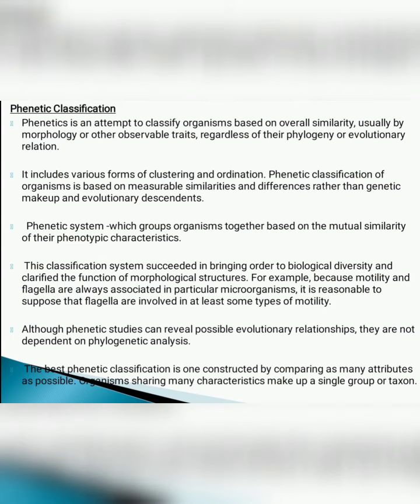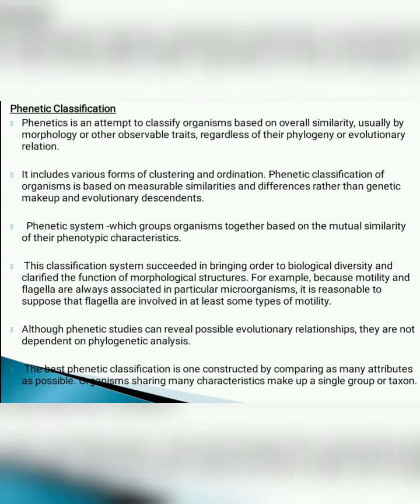Phenetic classification. Phenetics is an attempt to classify organisms based on overall similarity, usually by morphology or other observable traits, regardless of their phylogeny or evolutionary relationship. It includes various forms of clustering and ordination. Phenetic classification of organisms is based on measurable similarities and differences rather than the genetic makeup and evolutionary descendants. Usually, it is done based on morphology rather than phylogeny.